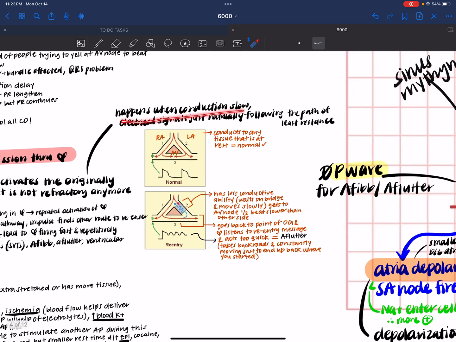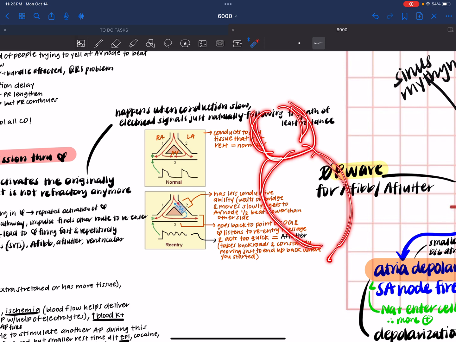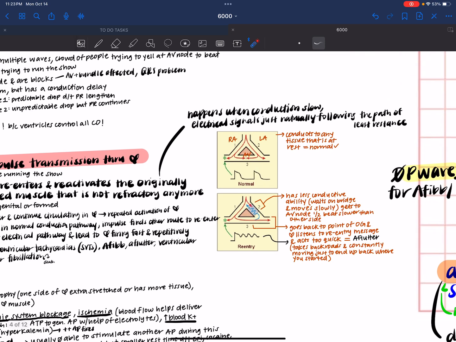It happens when the conduction is slow. Electric signals naturally follow the path of least resistance, so they conduct to any tissue that is at rest. Let's say the atria had a slow conduction going down. Because of that, it just kind of goes back up and causes arrhythmias. It has less conductive ability, moves slowly, and gets to the AV node. Basically, it goes back to the point of origin in the heart, hears the reentry message, and acts too quickly. You'll get a flutter: it takes the back road, constantly moving just to end up back where it started.